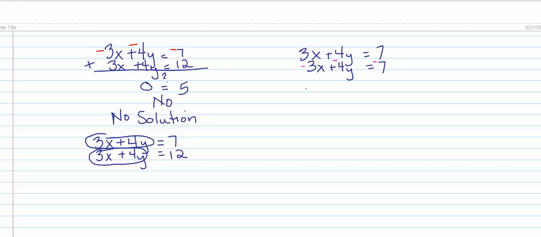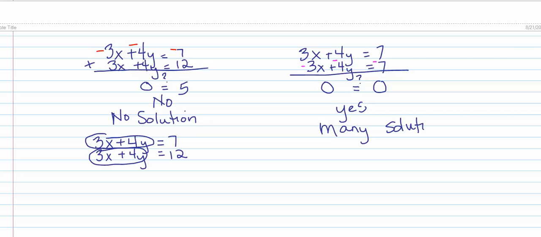When I add these together, I get 0. 7 minus 7, that's 0. I must have really messed something up this time because everything's 0. No, you didn't. Does 0 equal 0? Yes, it does. And this is a true statement. So because there's no variables left, that means we have many solutions. So those are the different scenarios that could come out. You can get one solution, you can get no solutions, or you can get many solutions.